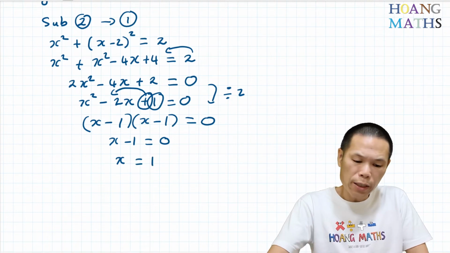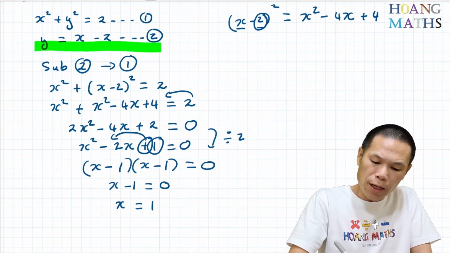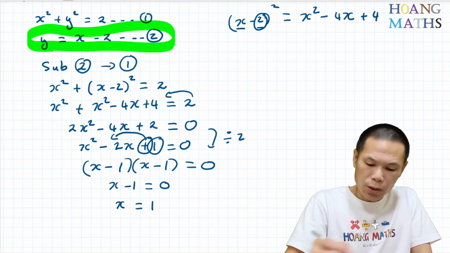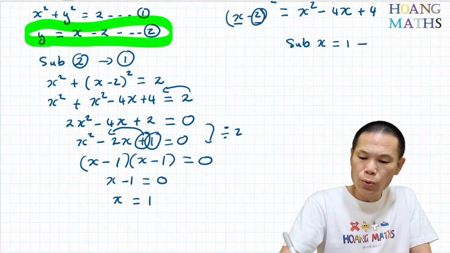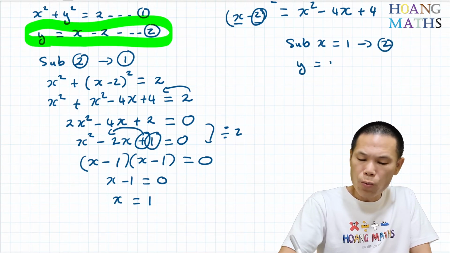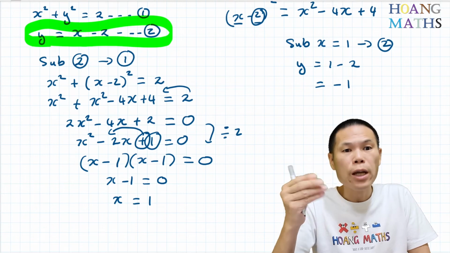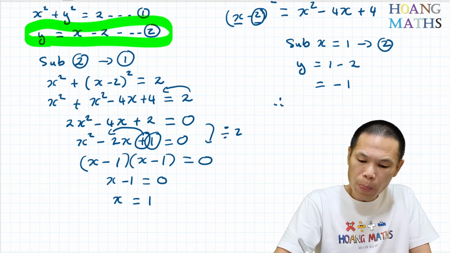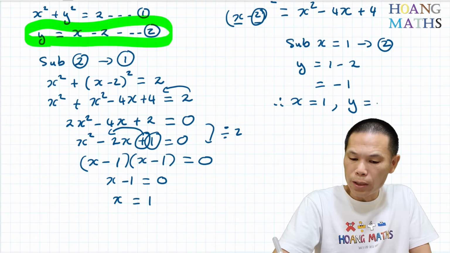So when x equal to 1, to find the y value, it is easier if we just substitute the x value in equation number 2, okay? So let me just write this down. So I can say sub x is equal to 1 into equation number 2. So therefore, y is equal to 1 minus 2, so that is equal to negative 1. So therefore, when x is equal to 1, y is equal to negative 1.